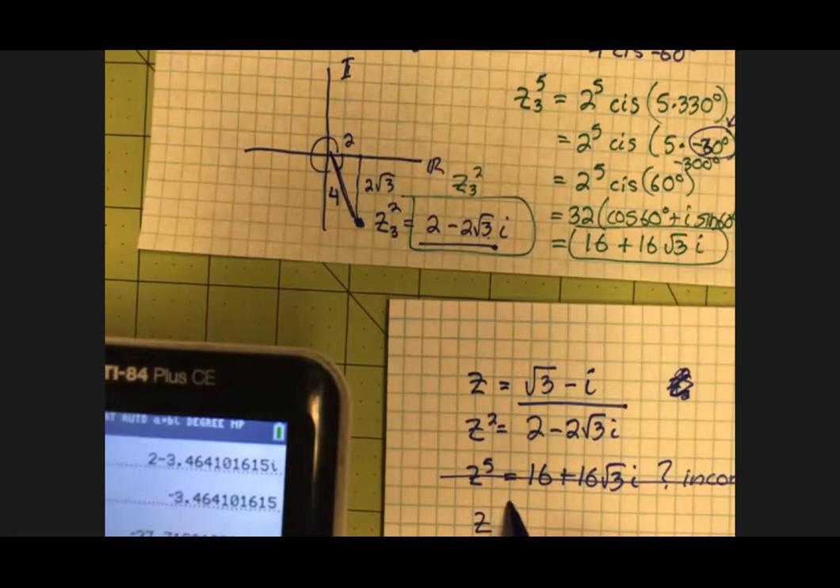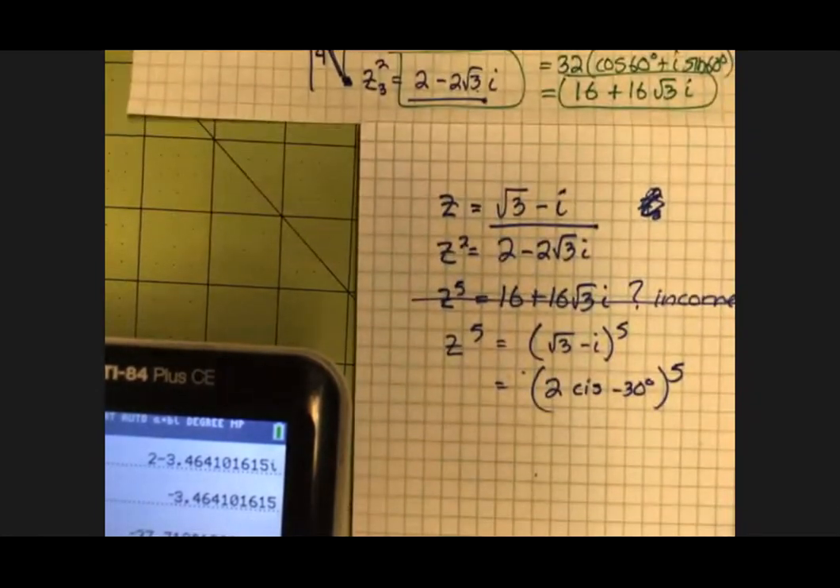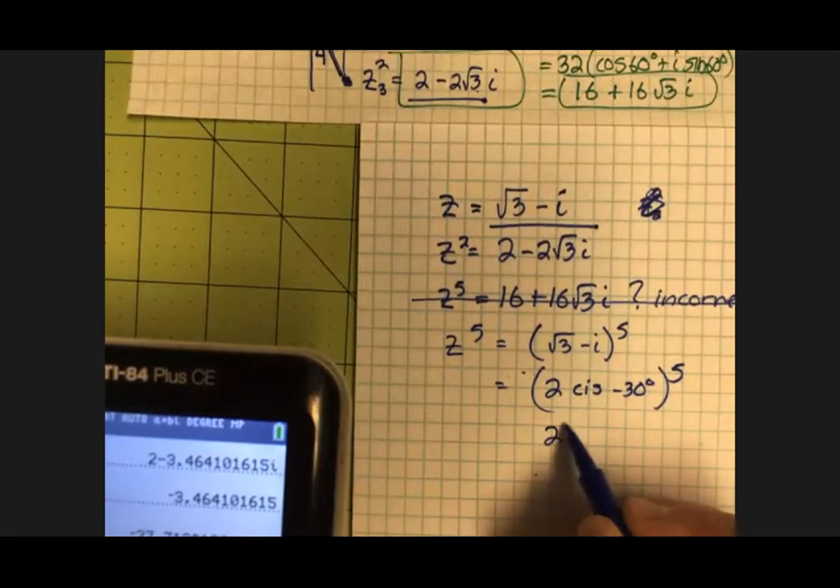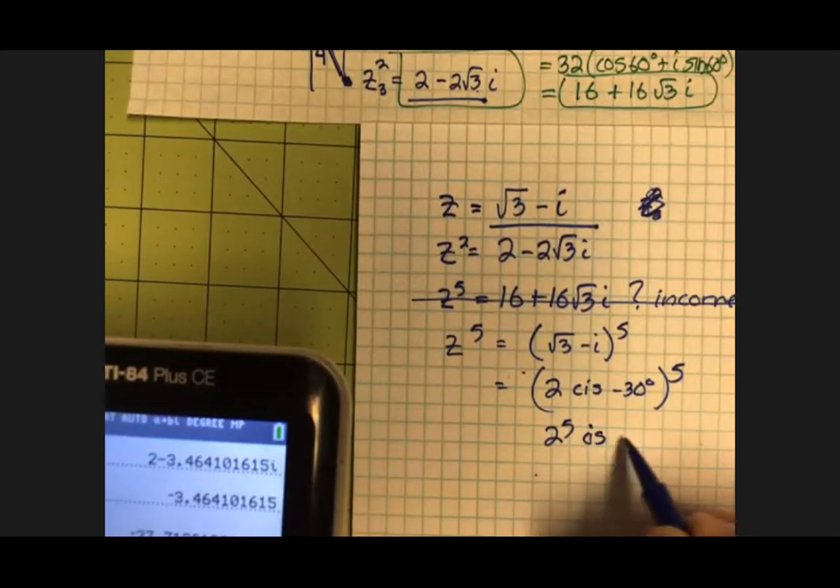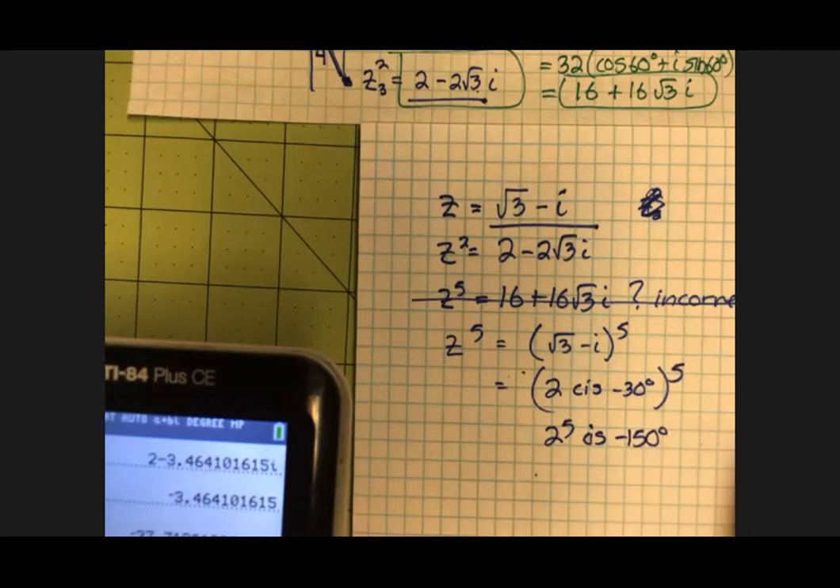So z to the 5th, which is root 3 minus i to the 5th, which is 2 cis minus 30 to the 5th, is 2 to the 5th cis minus 150, and minus 150 is over here, 30 degrees shy of minus 180.